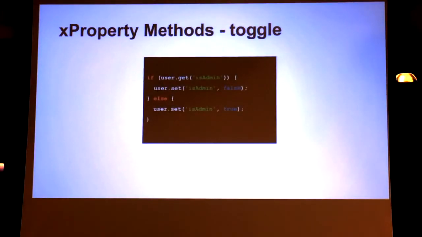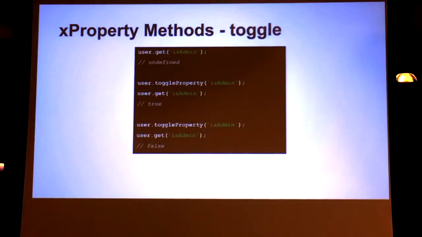So xProperty methods. xProperty methods is not the official name, it's just what I refer to a group of functions that have something called something property, like increment property or toggle property. So this is a common pattern. You may have like an admin board where you're toggling people's roles, and like this is an admin, this is not an admin, just on off. So here we're just checking to see if the flag is set. If it is, we set it to false. If it isn't, we set it to true.